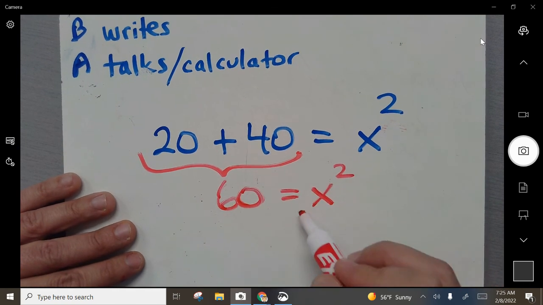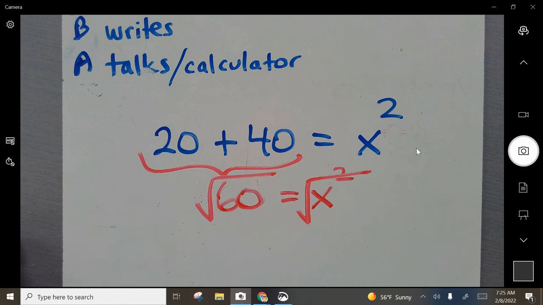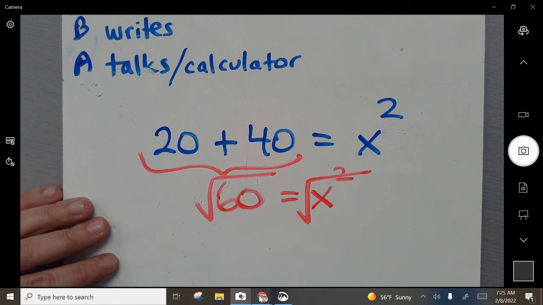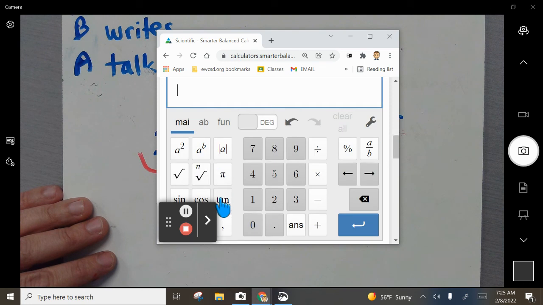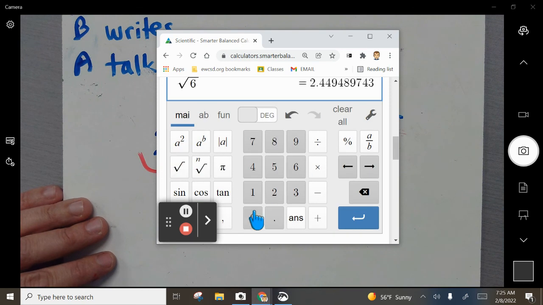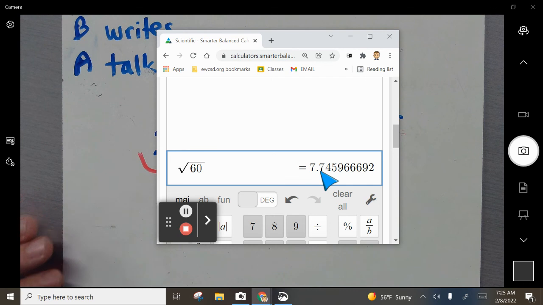Now, how do you get rid of the x squared? Square root both sides. And you're going to get the square root of 60 is going to be your answer. Where did my calculator go? All right, we're going to get square root of 60. 7.7. 7.7 is your answer.